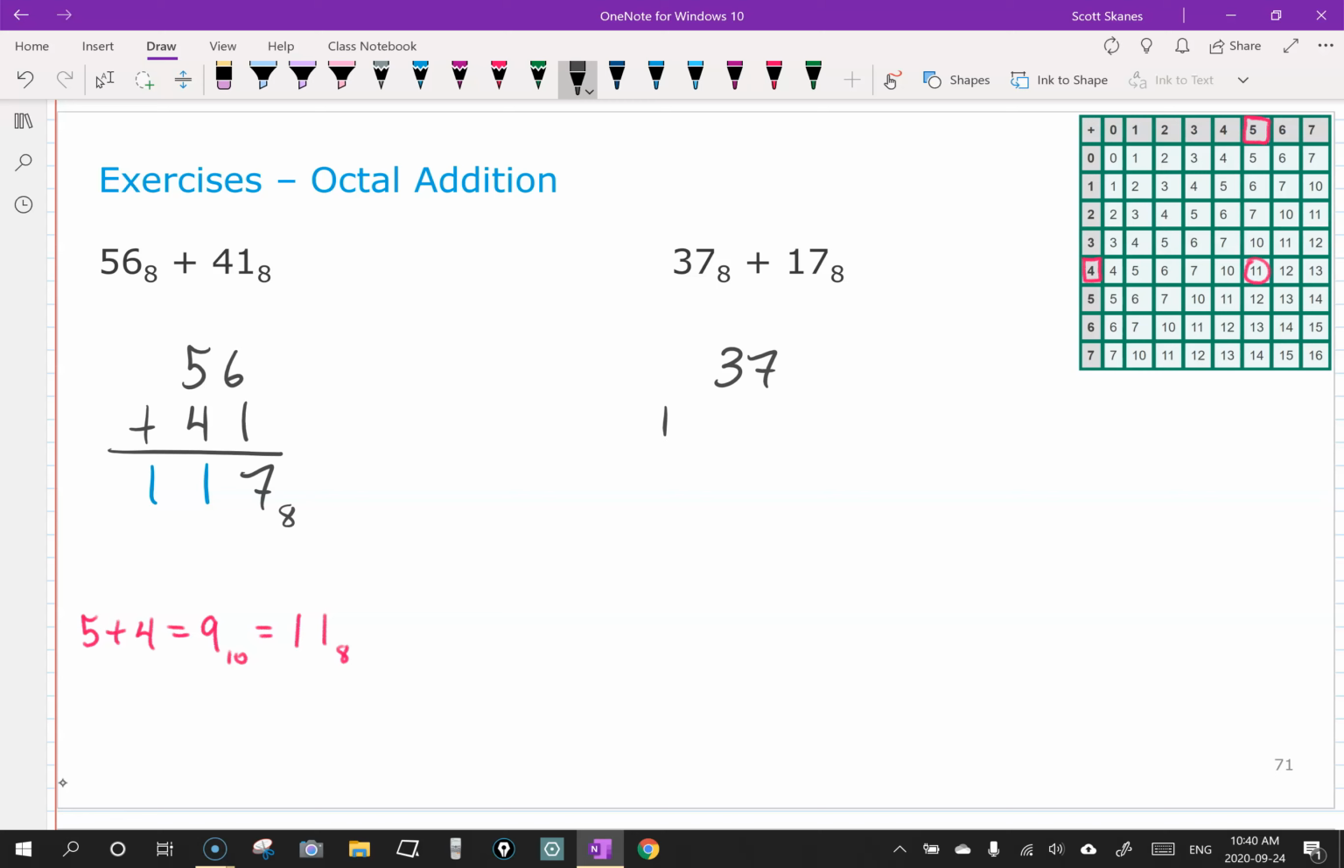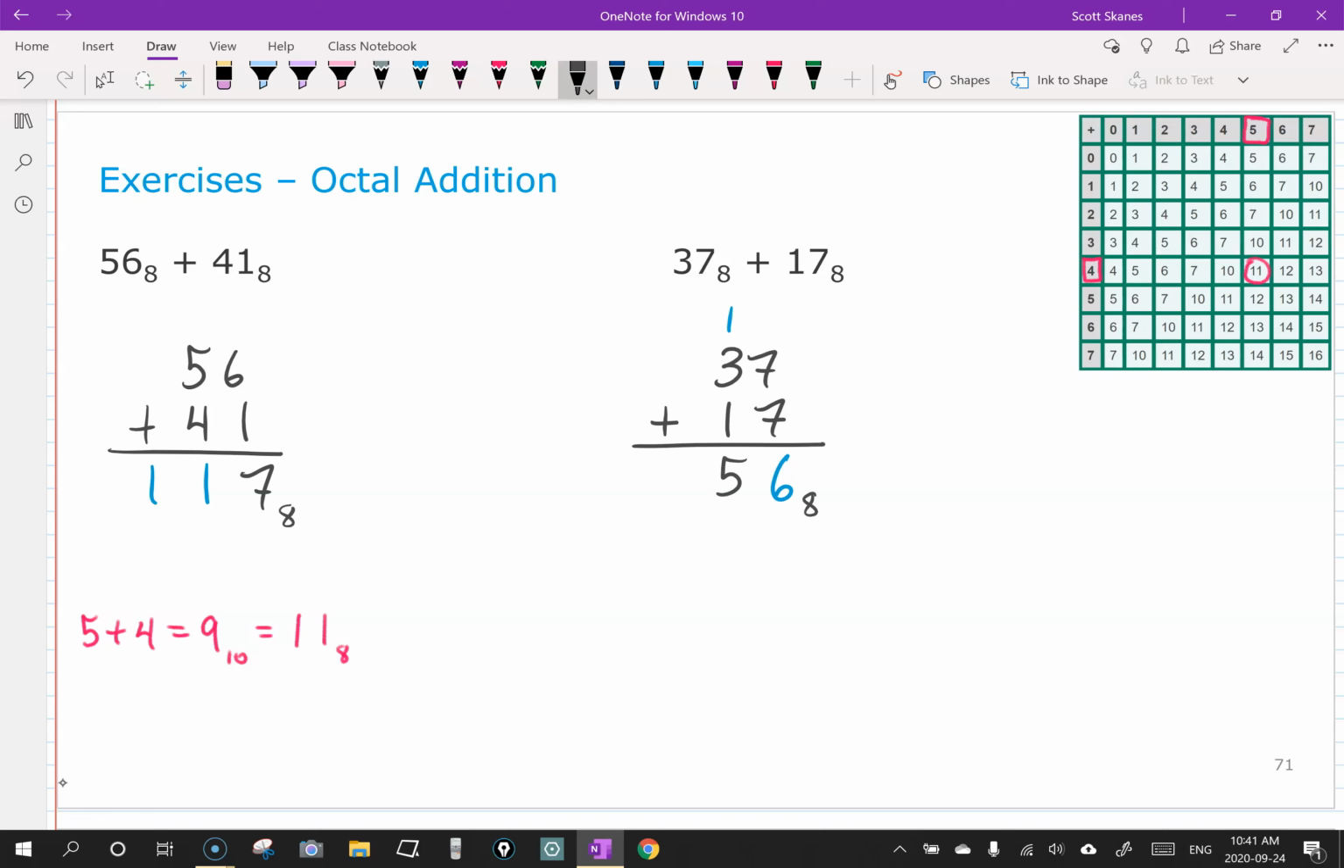Next example, 3, 7 plus 1, 7. 7 plus 7 in octal. Well, a lot of students say, well, that's 14. It's not 14. 7 and 7 in octal is 1, 6, because the number 14 in decimal is 1, 8 and 6 ones. So we have a 6, and the 1 gets carried over, and now we have a 1 plus a 3 plus a 1 gives a 5. 5, 6. So our final answer is 5, 6 in octal.